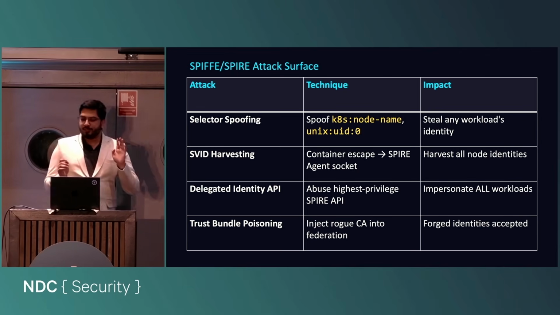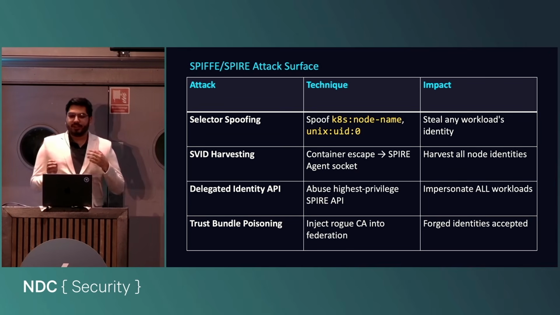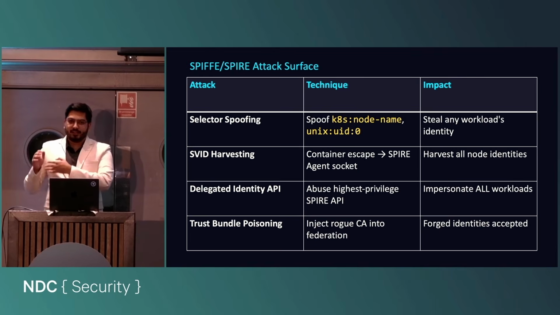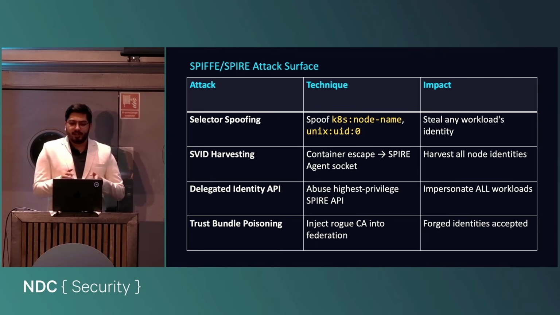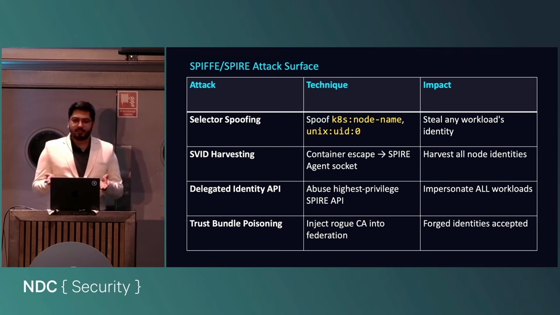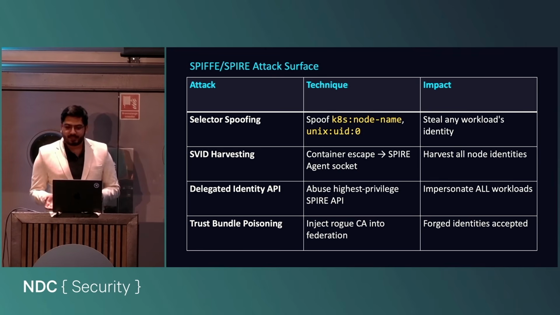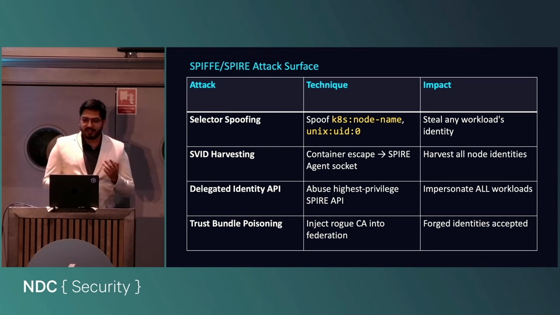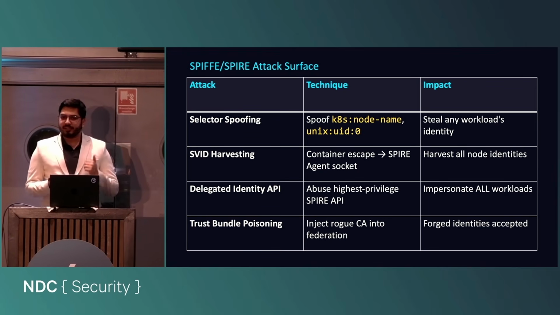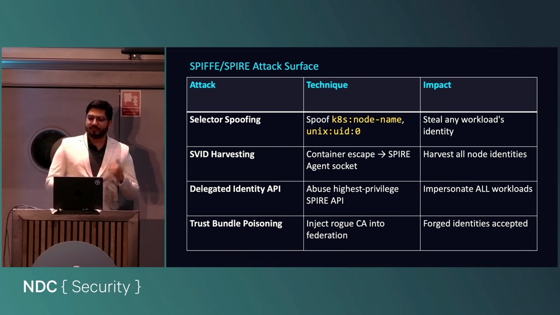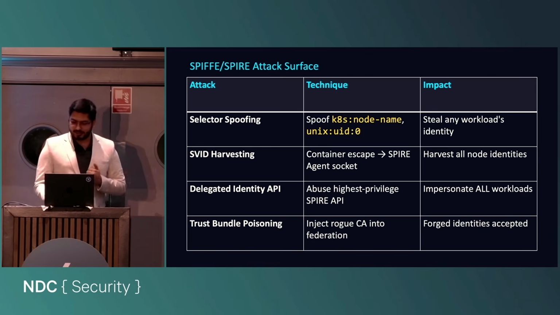Fourth, trust bundle poisoning. In federated deployments, if someone injects a rogue CA into the trust bundle, your forged identities are now accepted as legitimate. Well, the good news here is that every single one of these is detectable. I have added 21 detection rules specifically for SPIFFE and SPIRE attacks.